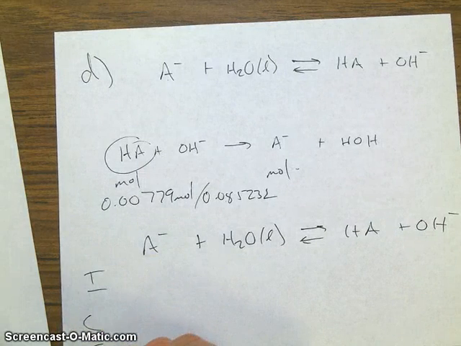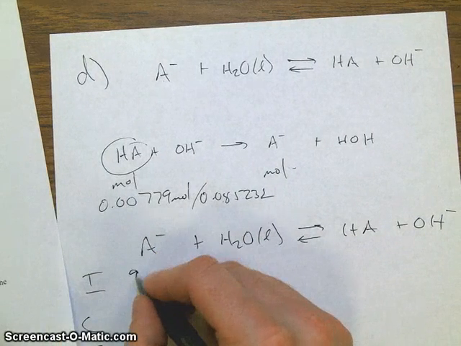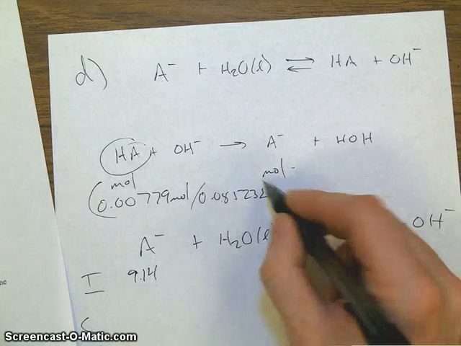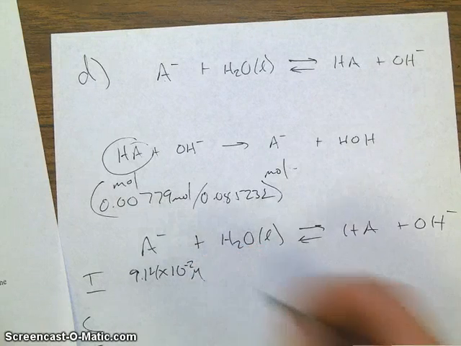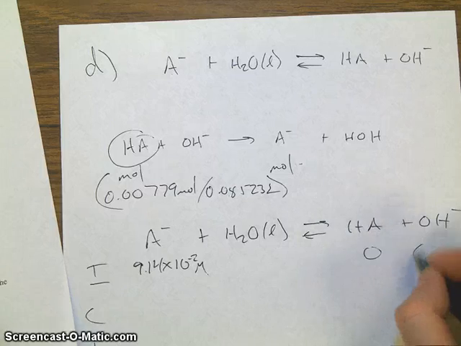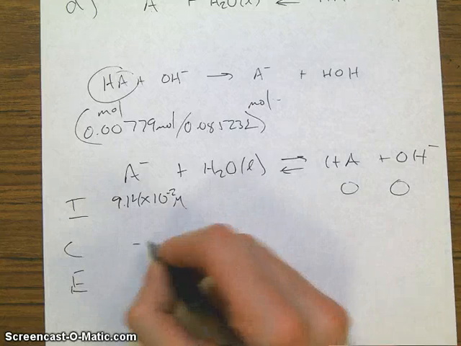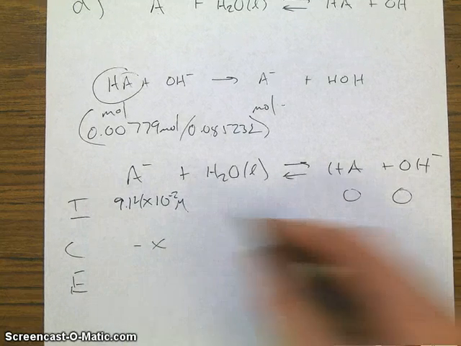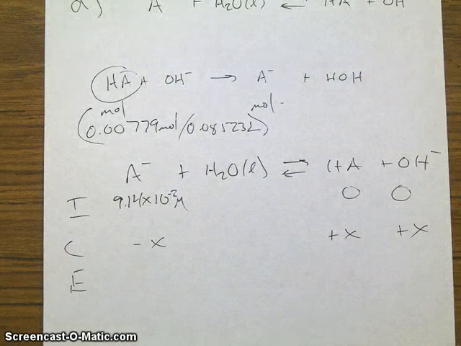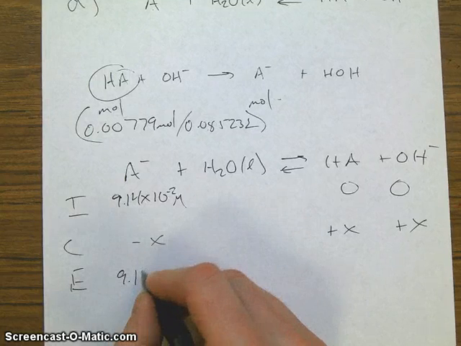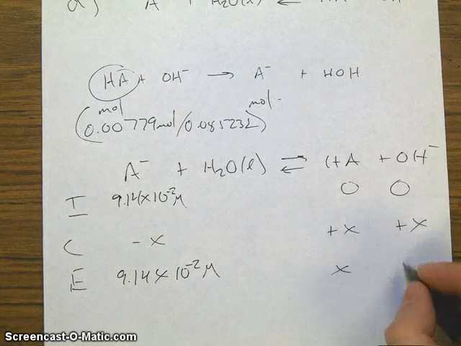So this is a nice table. My initial concentration for my A- is 9.14, because I'm getting that from dividing these two numbers, 9.14 times 10 to the negative second molarity. I can ignore the water, of course. These are both 0. And then as this equilibrium shifts to the right, you have a drop in concentration of this and go up by this amount for each. I don't have any coefficients, so I can leave them just x, not 2x. And then this ends up being 9.14 times 10 to the negative second molarity. This ends up being just x, and this ends up being x.